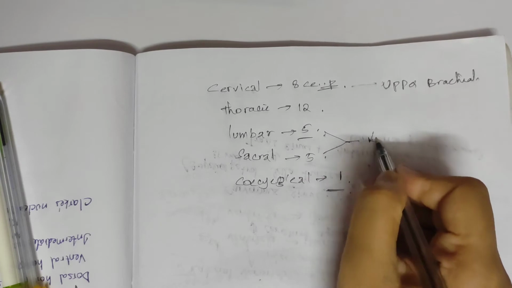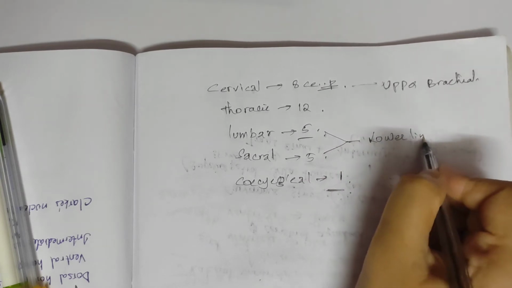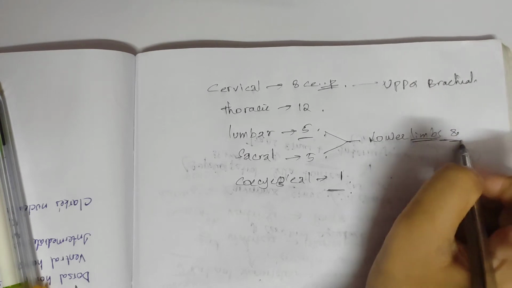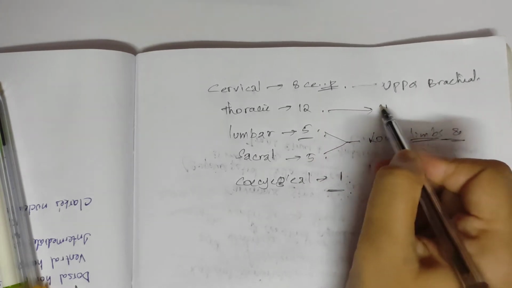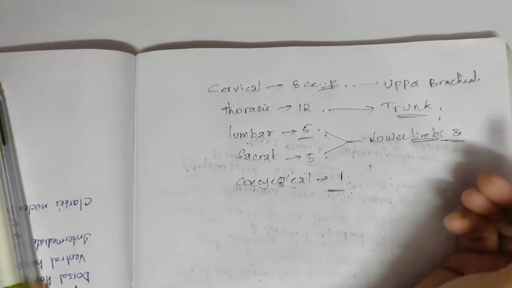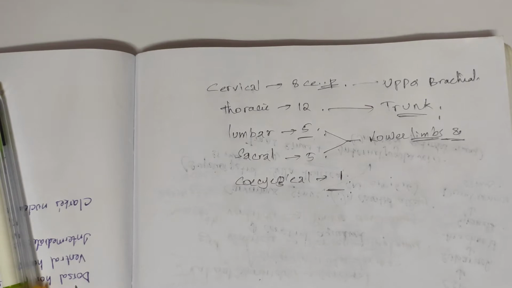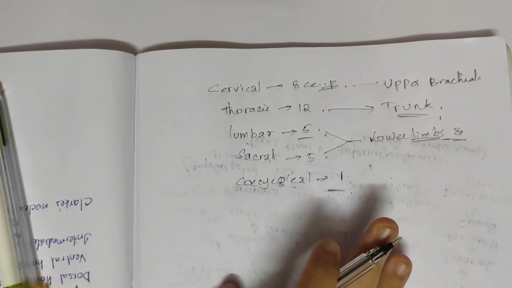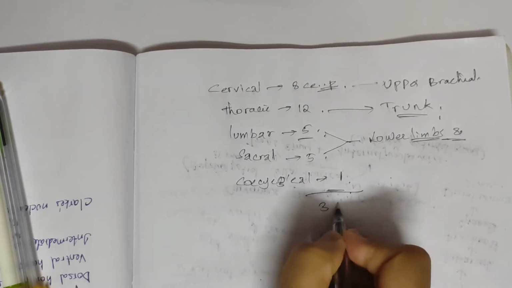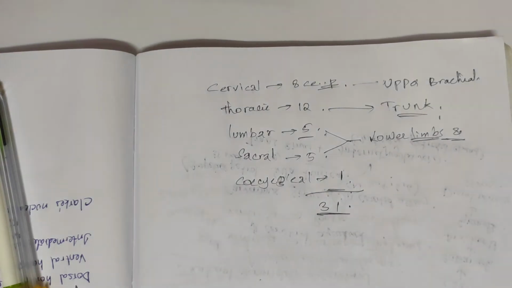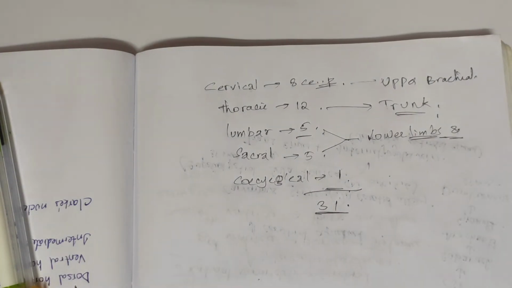As we know, the cervical takes care of the upper limb, that is, it forms the brachial plexus, and the lumbosacral takes care of the lower limb and innervates it, and the thoracic innervates the trunk. So this is about the spinal nerves, of which there are a total of 31 pairs that arise from each segment. So let's get into the spinal cord.